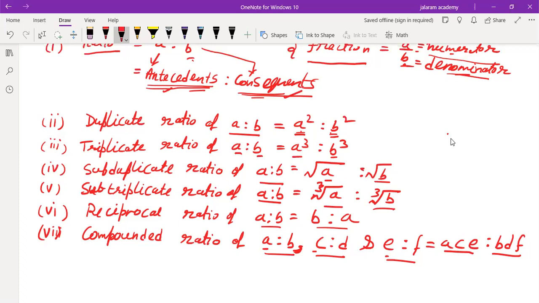Reciprocal ratio of a ratio A is to B equals B is to A. Means in place of antecedent, there will be consequent, and in place of consequent, there will be antecedent. So the reciprocal ratio of A is to B will be B is to A.